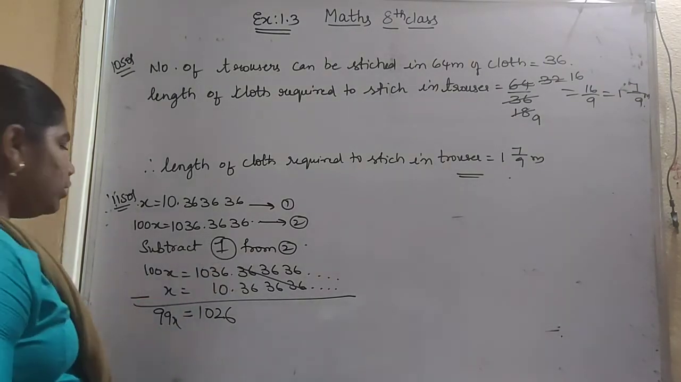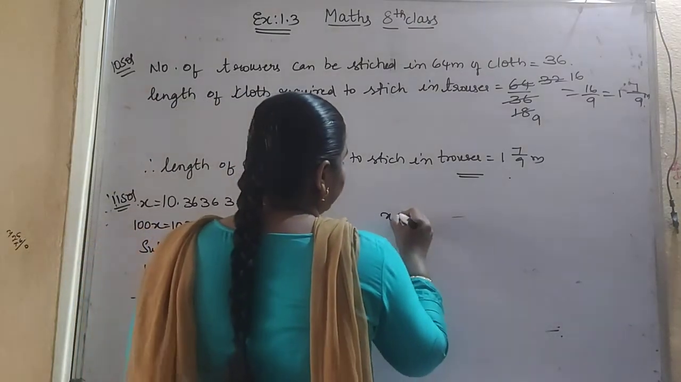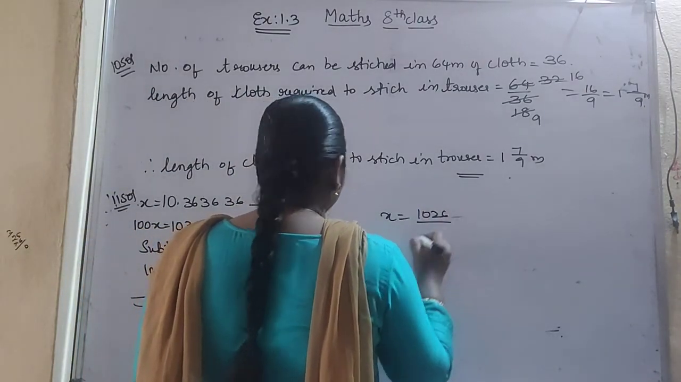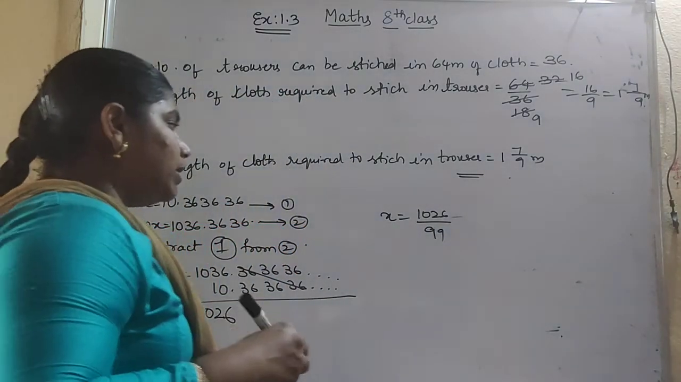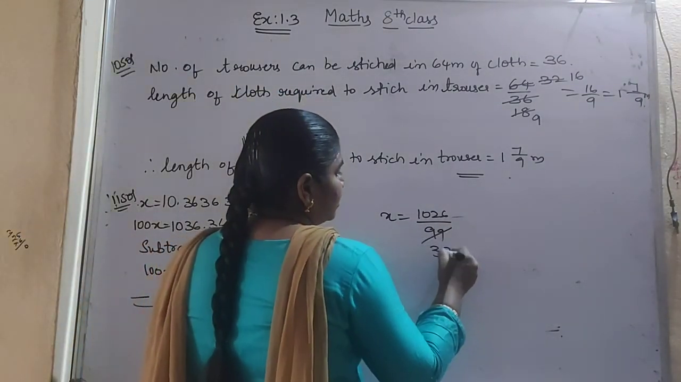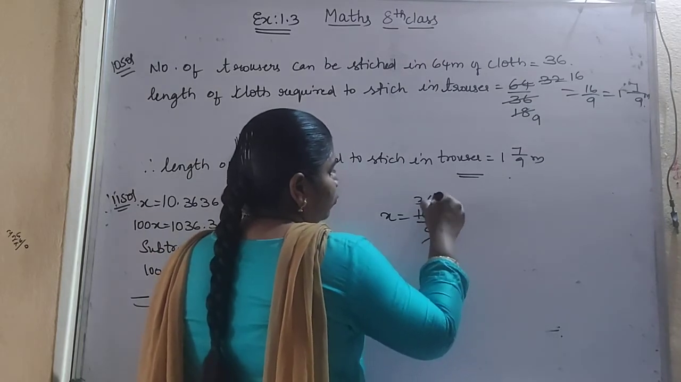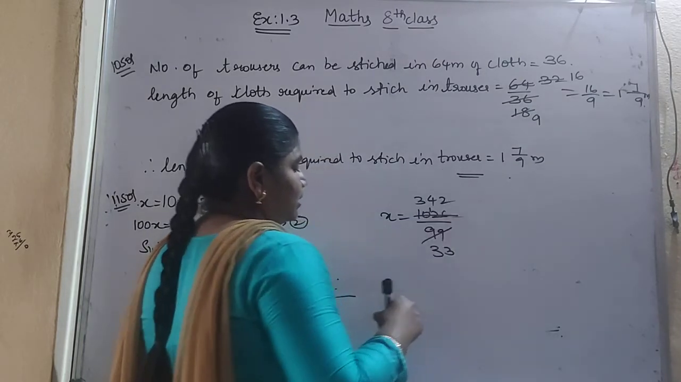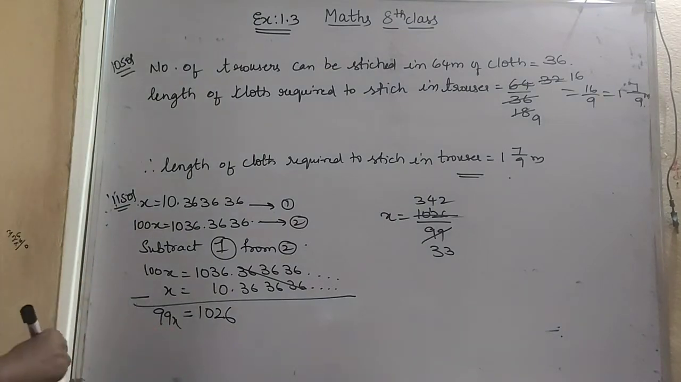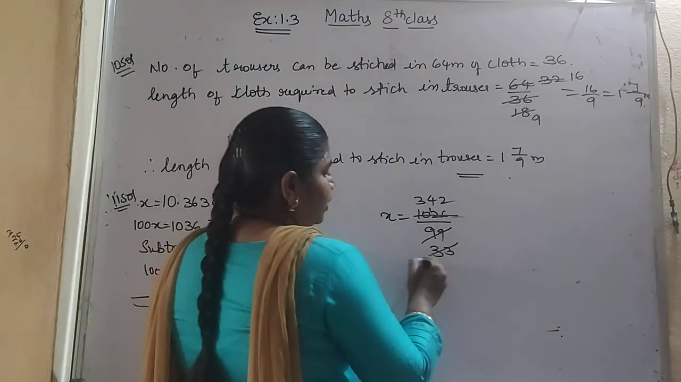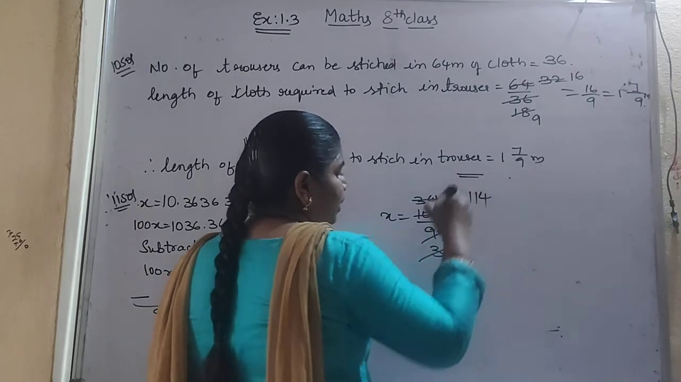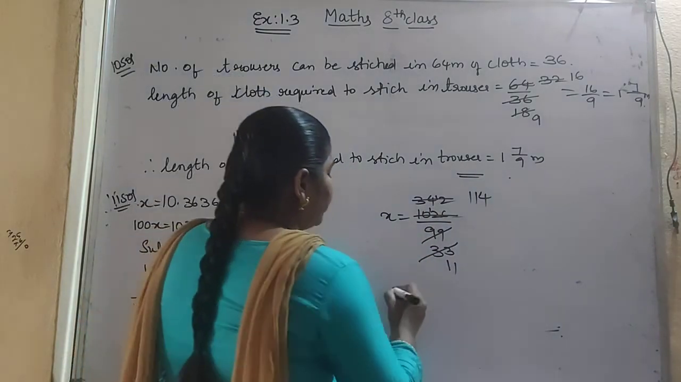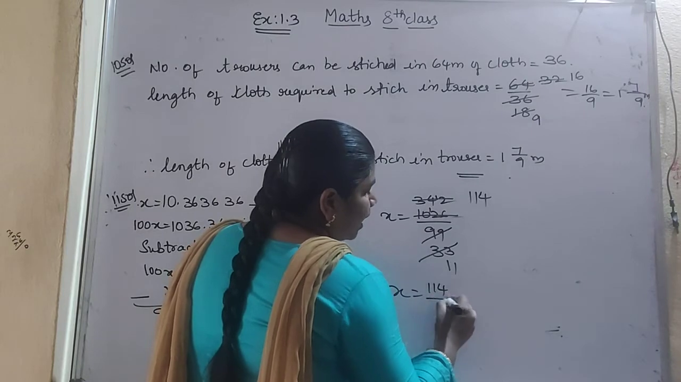Now send this 99 to the other side, that will become division. So x is equal to 1026 by 99. Now I am cancelling in the 3 table. 3 33s are 99, 3 4s are 12, 3 2s are 6. So again the 3 table. 3 11 times, 3 1 times, 3 1 times, 3 4 times. So here what we got, x is equal to 114 by 11.